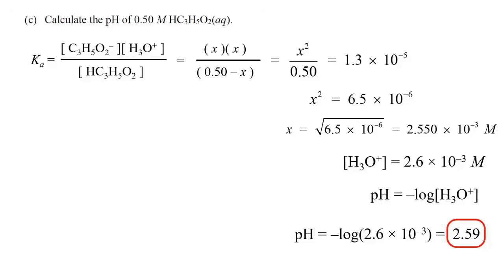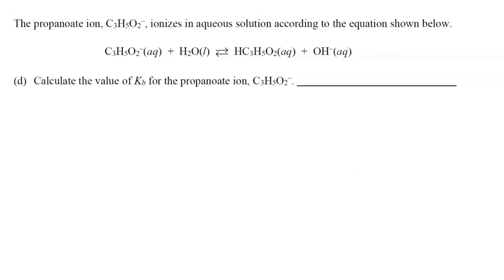Now, let's take a look at part D of this question. The propanoate ion, C3H5O2-, ionizes in aqueous solution according to the equation shown below. Part D says calculate the value of Kb for the propanoate ion, C3H5O2-. I'm going to show you two different methods to calculate the value of Kb.